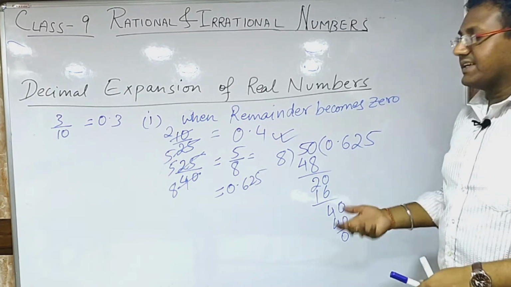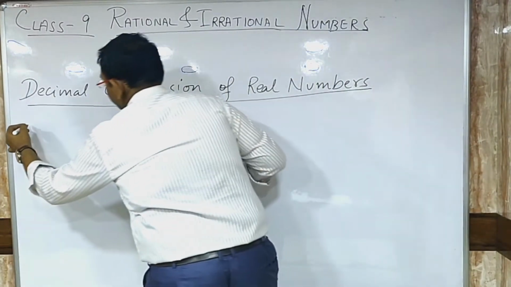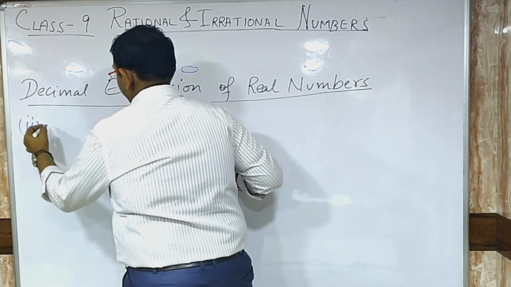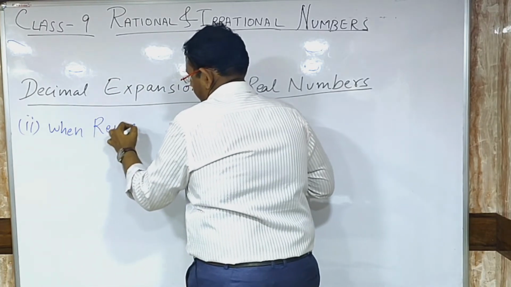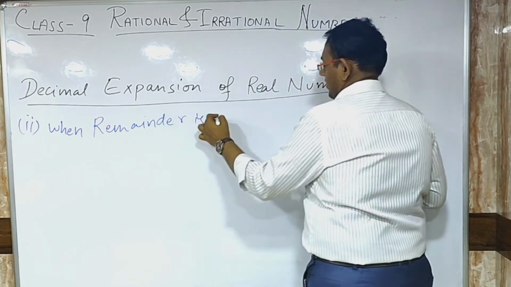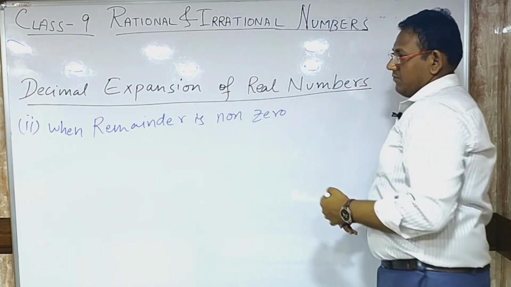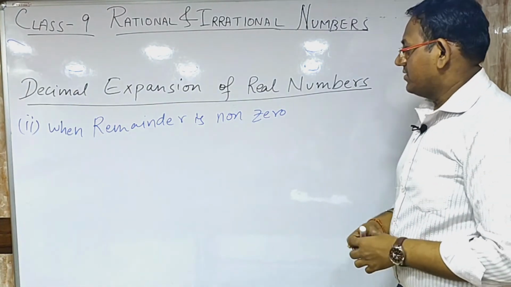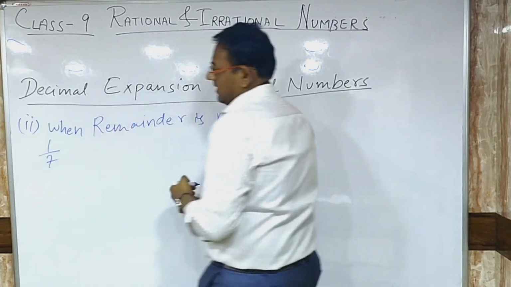Now let us discuss the second part. The second part specifies that when the remainder is non-zero. Now what does this mean, when the remainder is non-zero? Let us take an example. Let us consider 1 by 7.